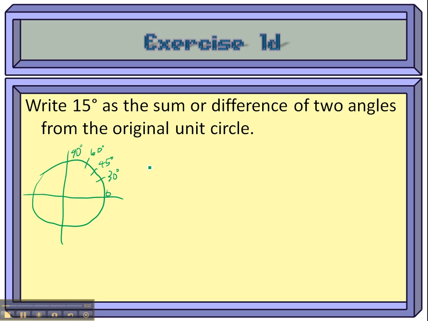Well, of course I can. 15 degrees can be equal to, say, 45 minus 30, or maybe 60 minus 45, whatever. You may think that this was a totally pointless exercise, but you would be wrong. You'll see why in just a minute.